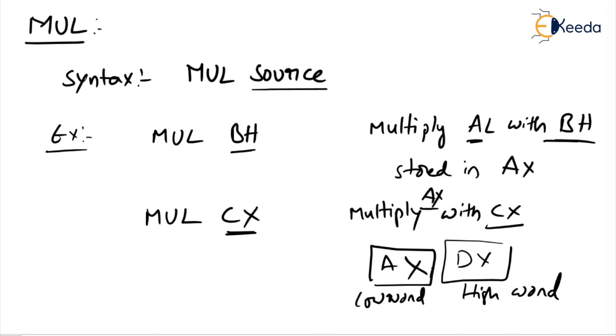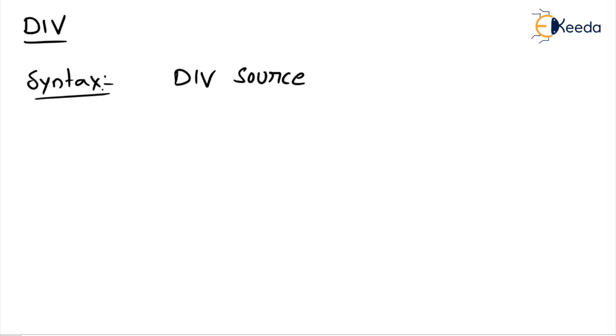Right? Now coming to the division instructions. The syntax is DIV source. This instruction is used to divide an unsigned word by a byte, or to divide an unsigned double word by a word. When a word is divided by a byte, the word must be in the AX register. Remember, a byte means 8 bits and a word means 16 bits.